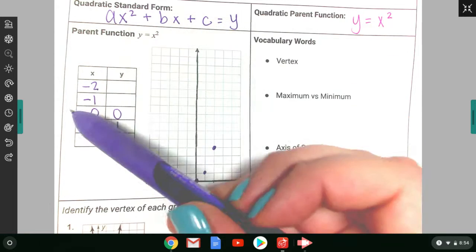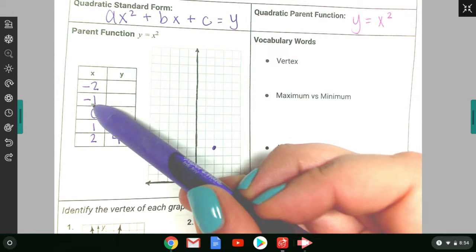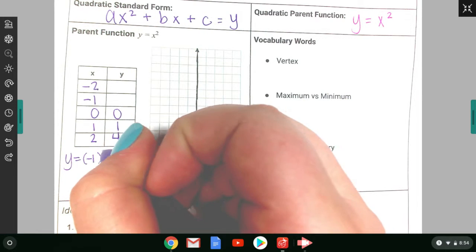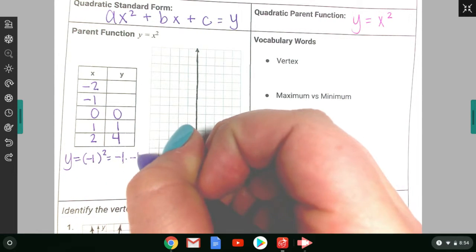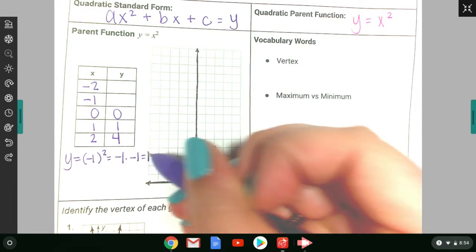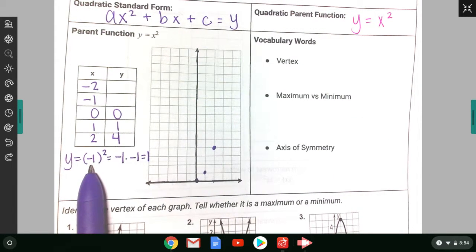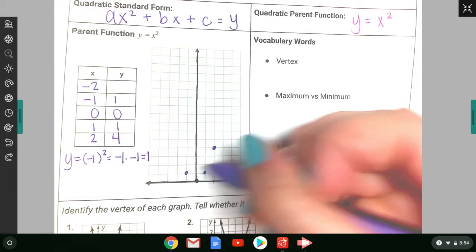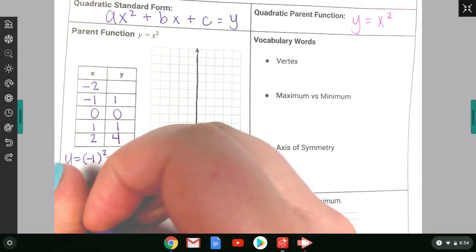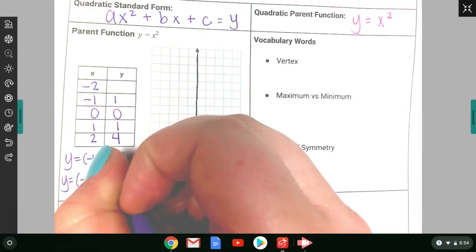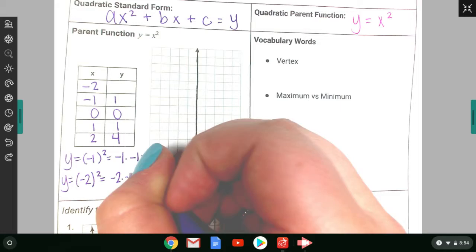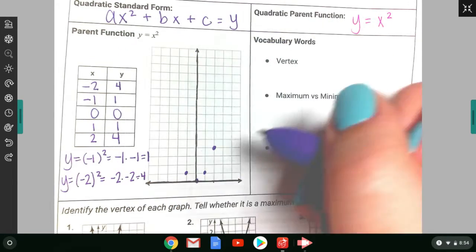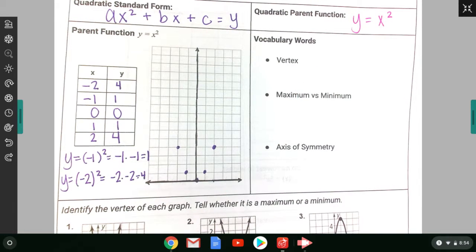And if I plug in -1, be careful on these ones. I've got y equals (-1) quantity squared, which is -1 times -1, which is +1. Notice that parentheses definitely matter. So this will give us a +1 for the point (-1, 1). And lastly, if I have y equals (-2) quantity squared, again, be careful with the parentheses. -2 times -2 is +4. So I've got a point here as well. So I've got all my points.